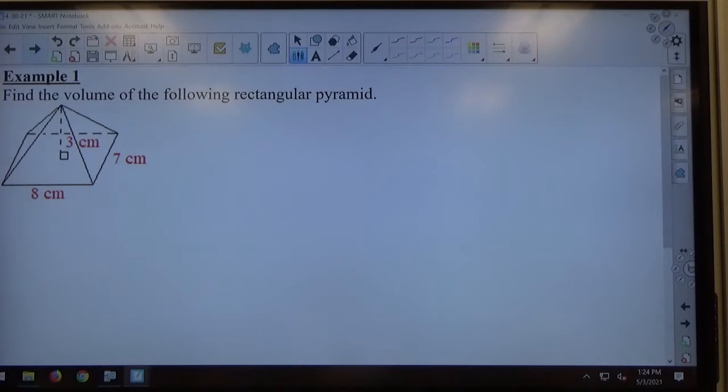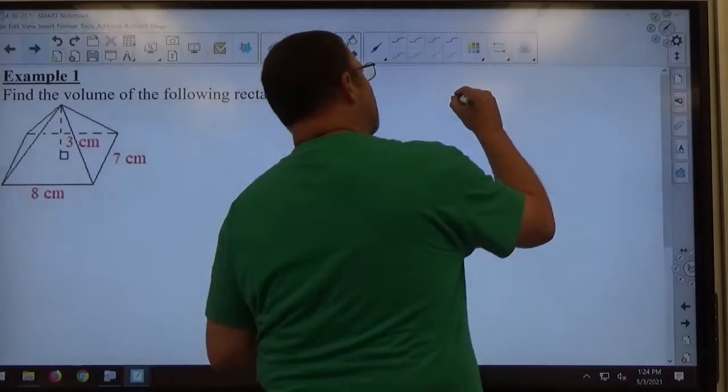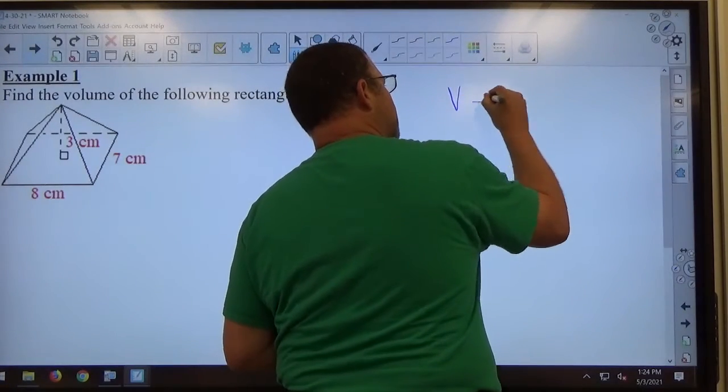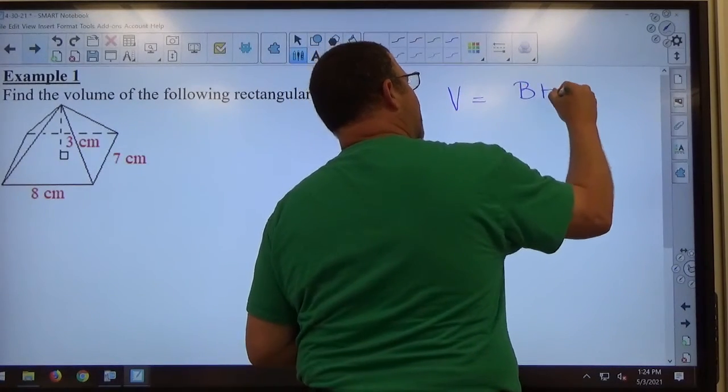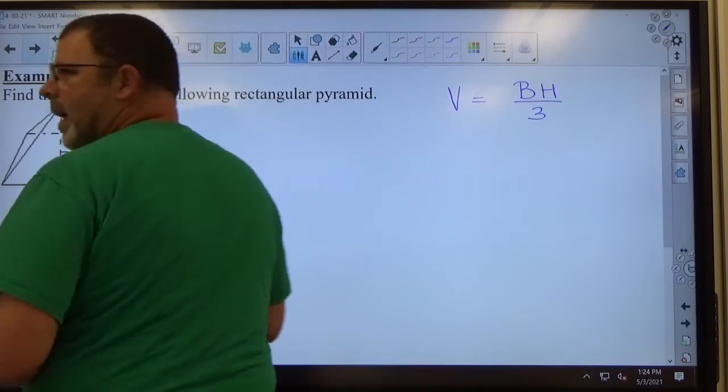So, example 1, it says find the volume of the following rectangular pyramid. So, last chapter we did prisms and cylinders, and we had that volume formula that said volume equals area of the base times height. So now we're moving on to pyramids and cones. And the volume formula for that is a little bit more complicated. Volume equals area of the base times height divided by 3. So you've got to divide by 3.